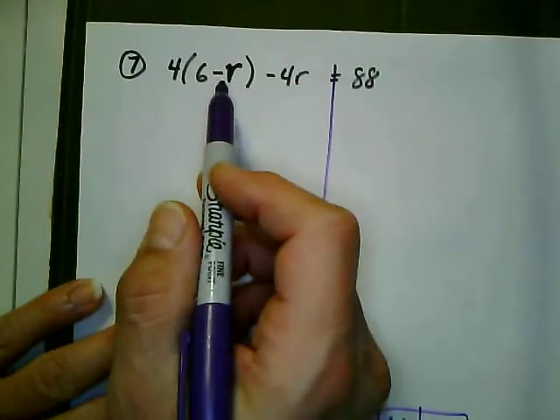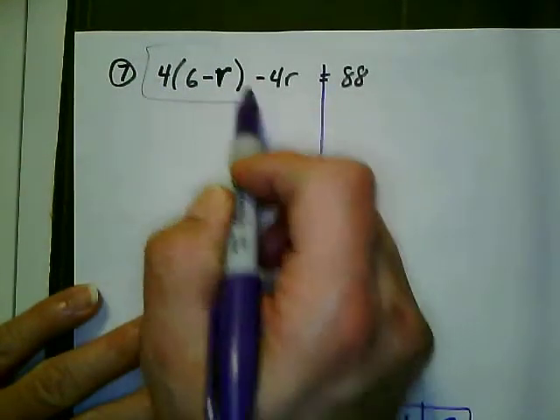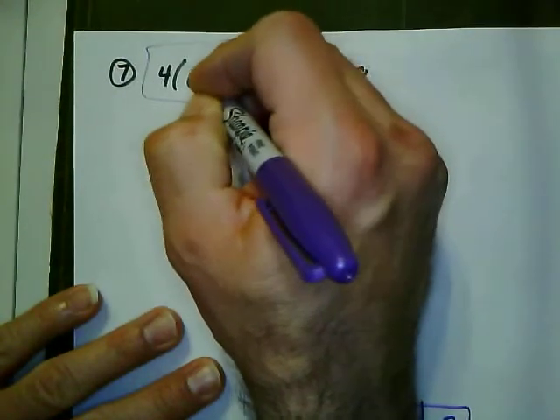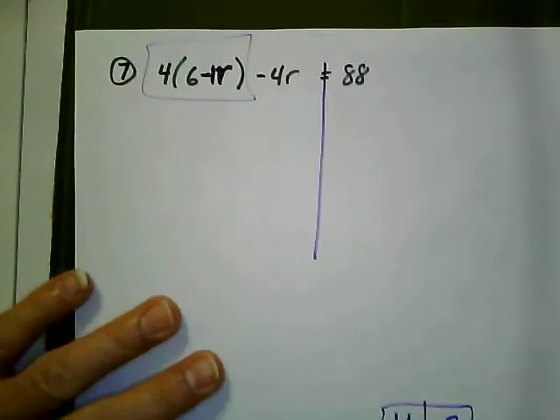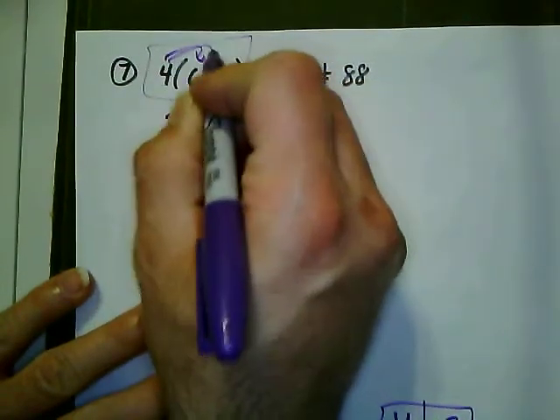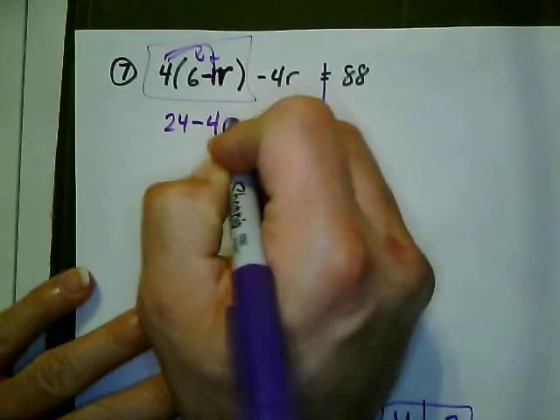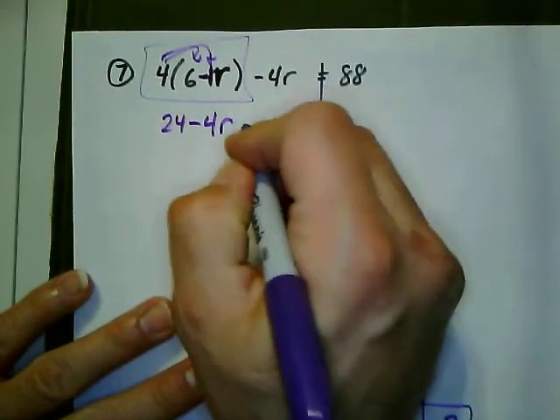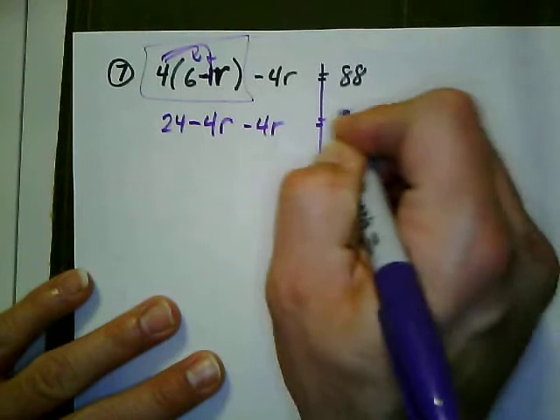Get started again. Here we'll go. Look at this part of it right here. There is a 1 or a -1 in front of that r there. So we're going to do 4 times 6. It's 24. 4 times -1 is -4. They have an r together. We also bring down that -4 equals 88.